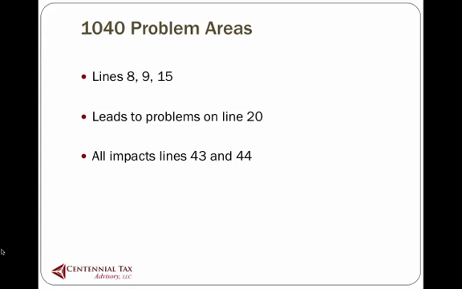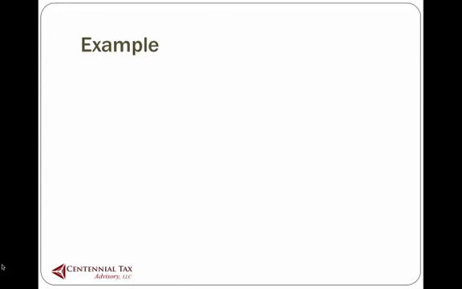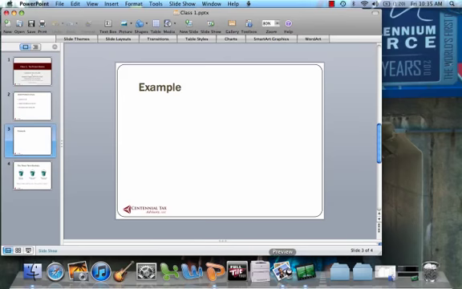And line 20 is, of course, your Social Security, right? And how much tax you pay on your Social Security. And then all of this affects 43 and 44, which is your taxable income and the tax you owe, right? That's right. So let's go ahead and jump in and look at a tax return.